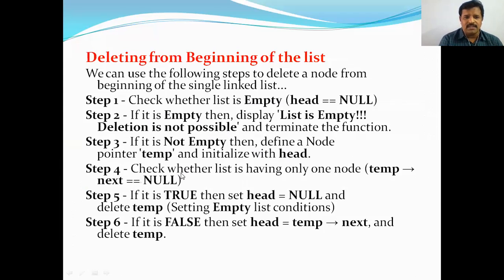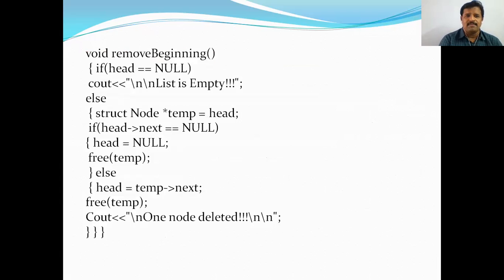Next step, check whether the list has only one node. Right? If it is true, then head equal to null and delete temp. If it is false, that means the list contains multiple nodes. Then set head equal to temp next and delete the temp. This is the procedure, and this is the code to remove the node at the beginning.